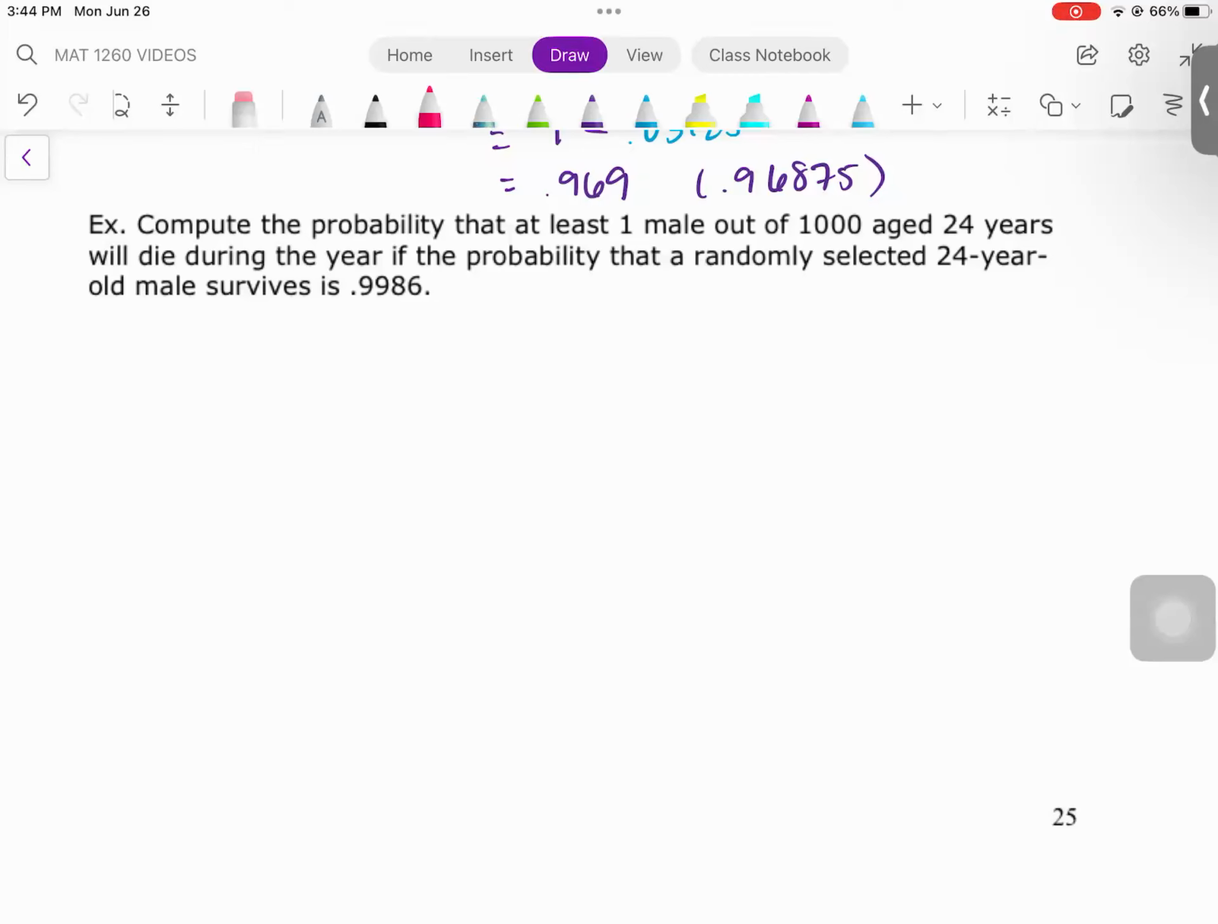Compute the probability that at least one male out of 1,000, age 24, will die during the year if the probability that a randomly selected 24-year-old male survives is 0.9986. So now we're talking about 1,000 individuals. That's a lot. When we start thinking about combinations and different ways that people can die or survive, it becomes very tedious, and we're dealing with different types of outcomes that we wouldn't be able to keep track of easily. So what we're looking for is the probability that at least one dies.